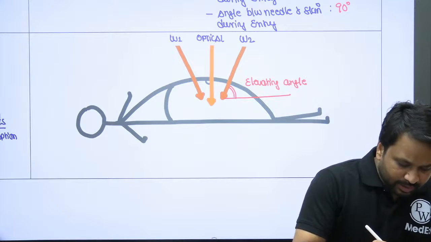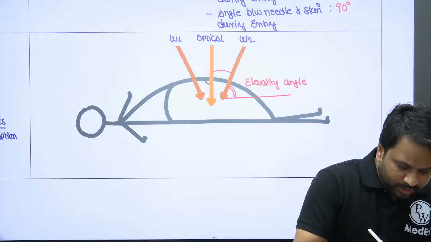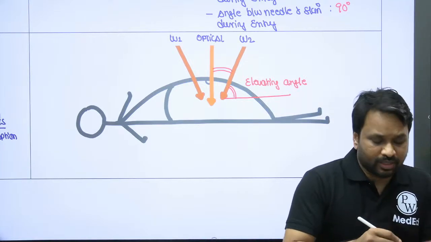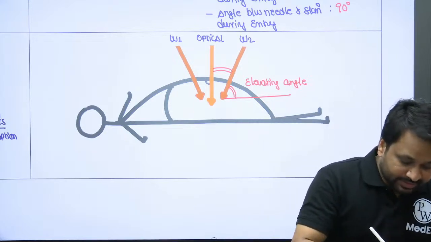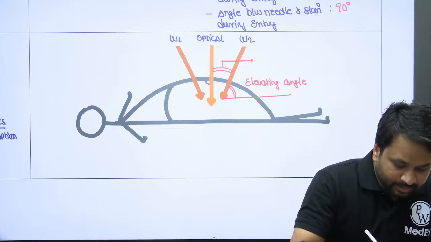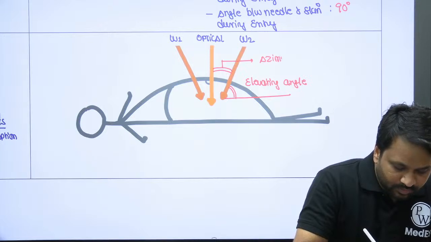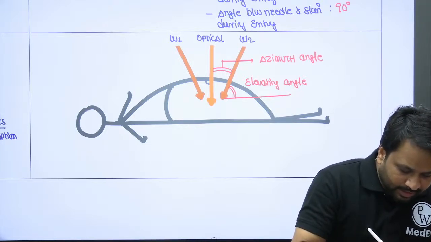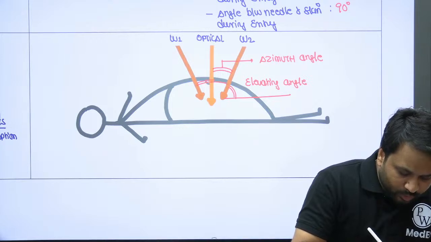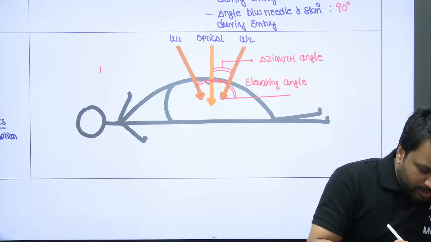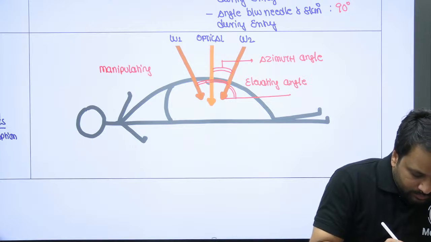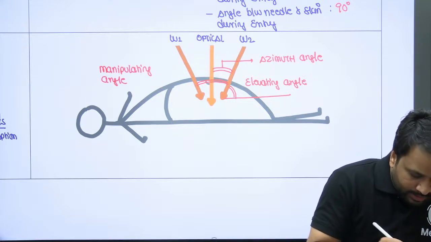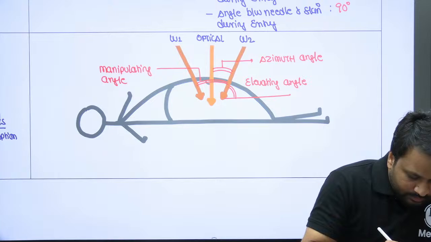The angle between the optical port and the working port, this is what we call the azimuth angle. And the angle between the two working ports, this is what we call the manipulating angle, right?